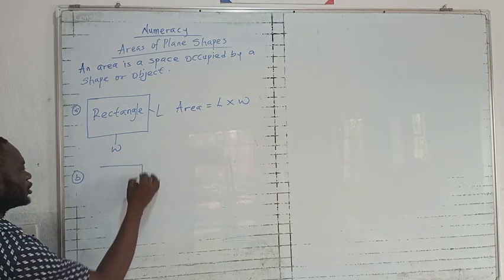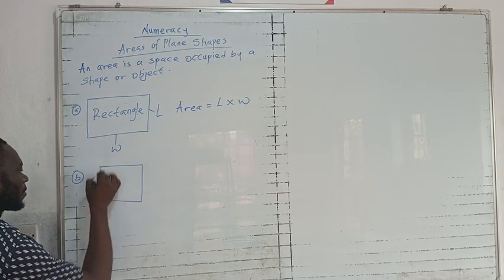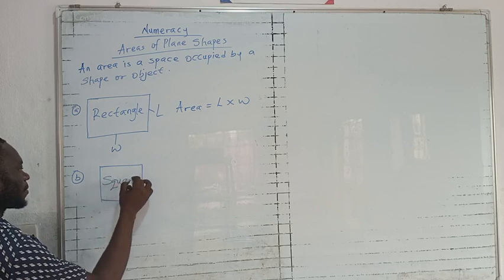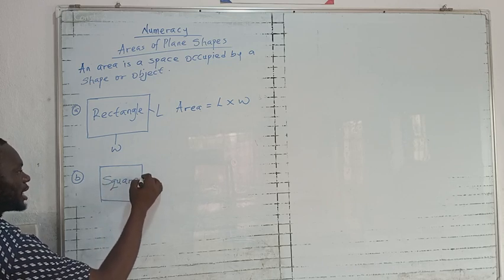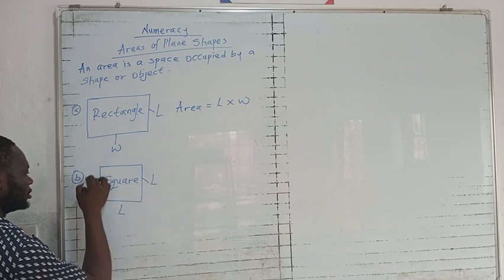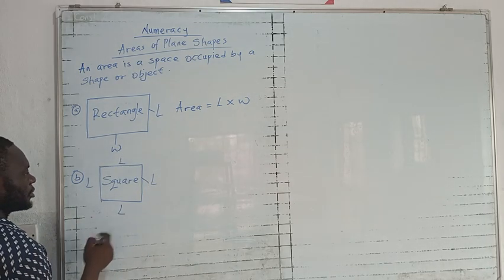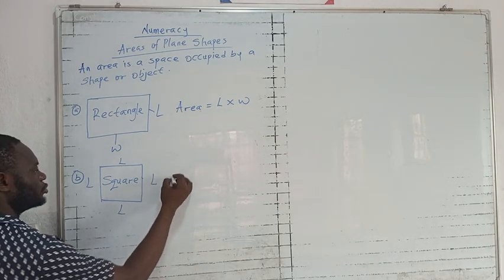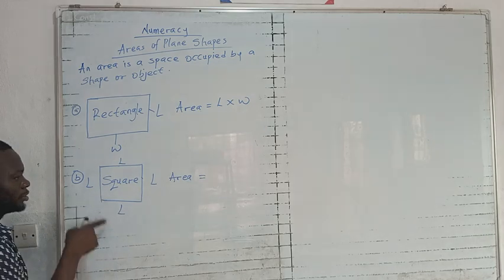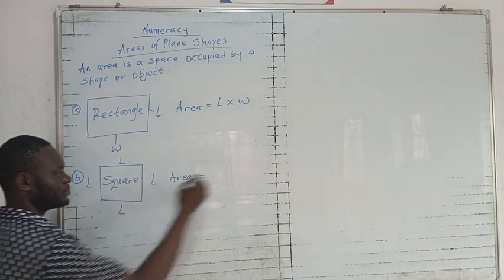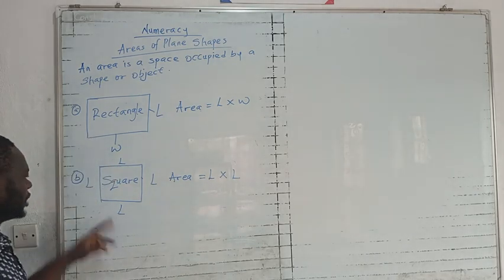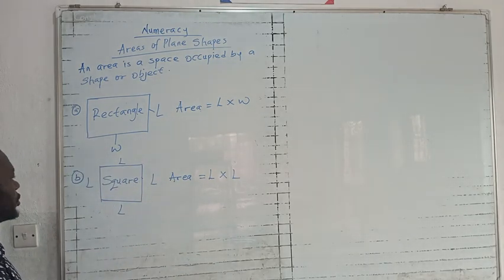B, suppose this is a square. If this is a square, we know that the sides of a square are equal. So this is length, this is length, this is length, this is length. Now, to find the area of a square, we simply do this place times this place. So we can call it length times length. If you like, we can call this width. Anyone can call it whatever they want.